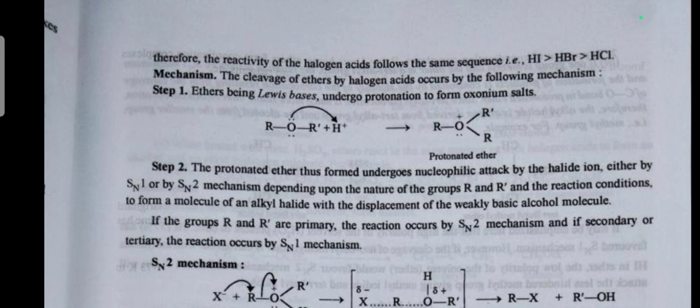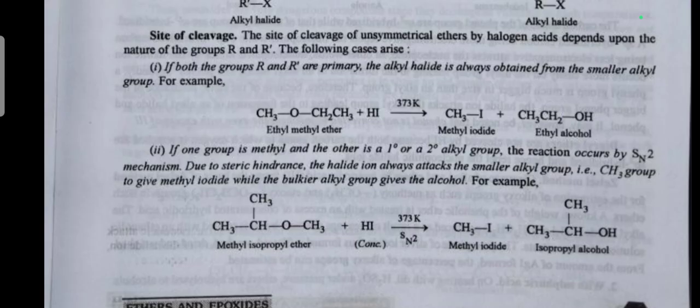Site of cleavage. The site of cleavage of unsymmetrical ethers by halogen acid depends upon the nature of groups R and R'. The following cases arise. First case, if both the groups R and R' are primary, the alkyl halide is always obtained from the smaller alkyl group. Second case, if one group is methyl and the other is a primary or secondary alkyl group, the reaction occurs by SN2 mechanism.